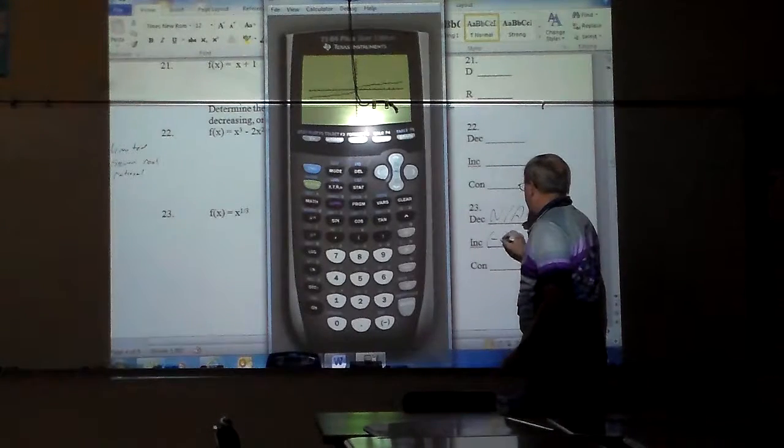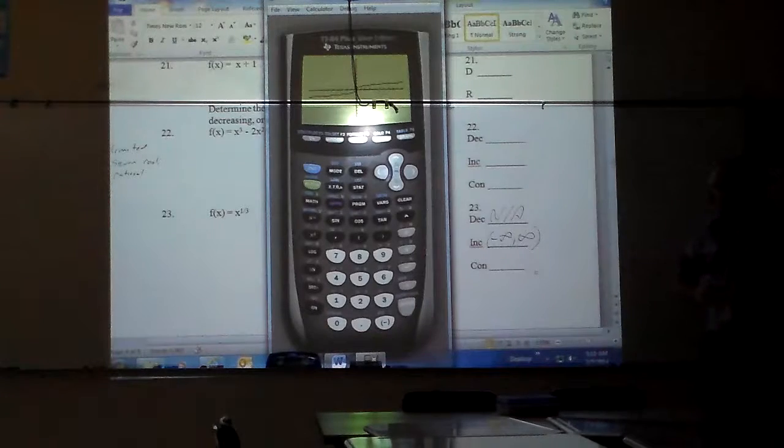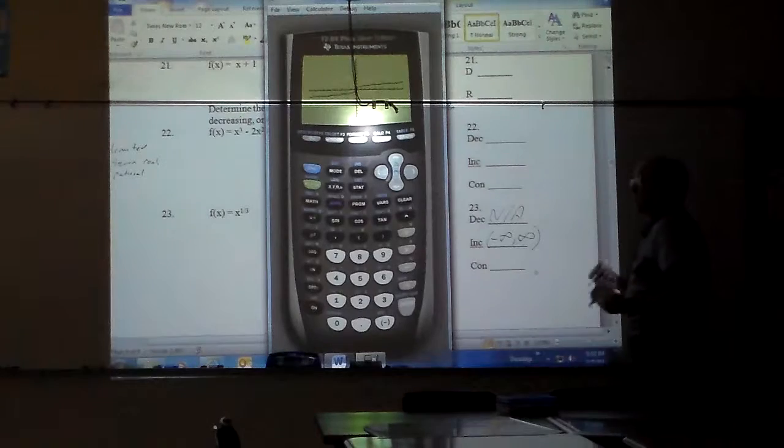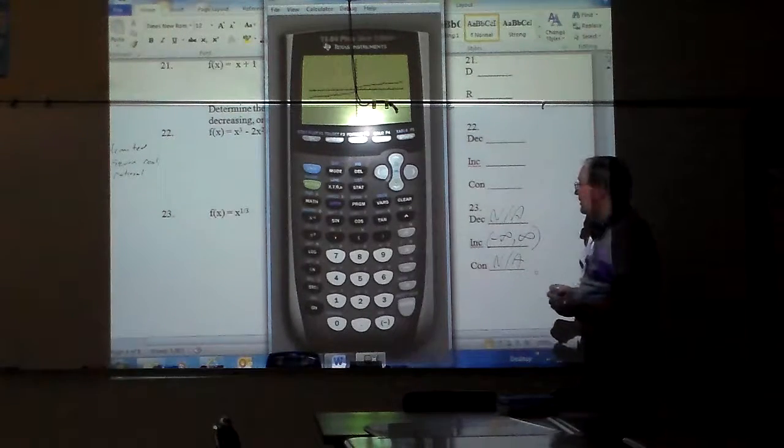And it is increasing from negative infinity to infinity. All right? That would be the answer for it. And it's not constant. It's not like a straight, horizontal line anywhere. This one would be in A.